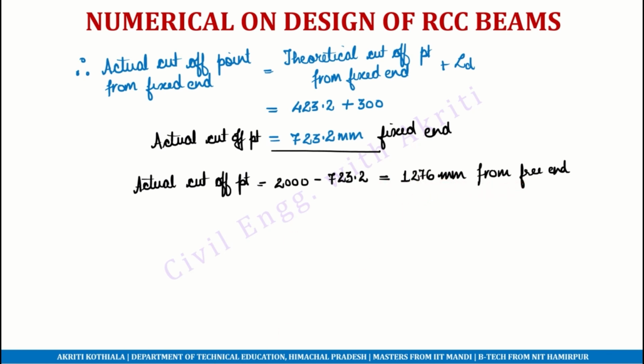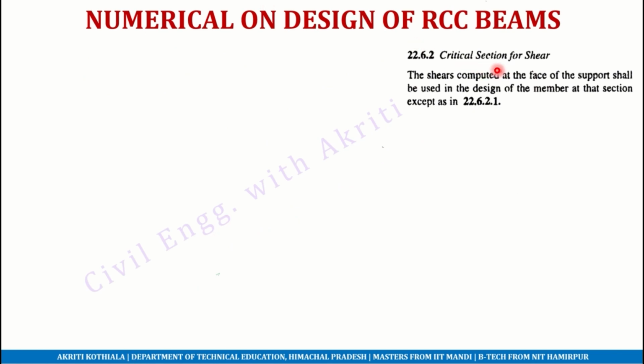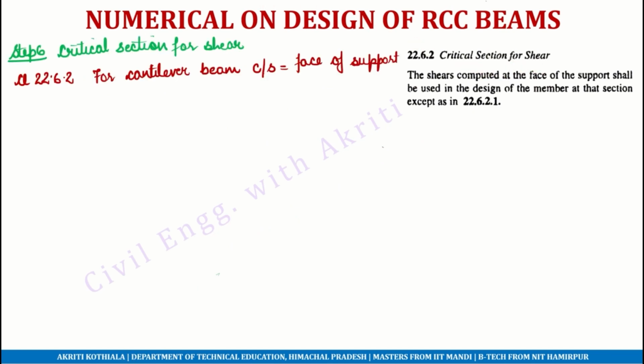Now moving on to the next step, we have to calculate the critical section for shear. As per clause 26.2.2, except the clause 22.6.2.1, we have to take the critical section to lie at the face of the support. So the cantilever beam falls in this part of this clause. So the critical section will lie at the face of the support, and unlike a simply supported beam, we do not have to add the value of d to determine the critical section.